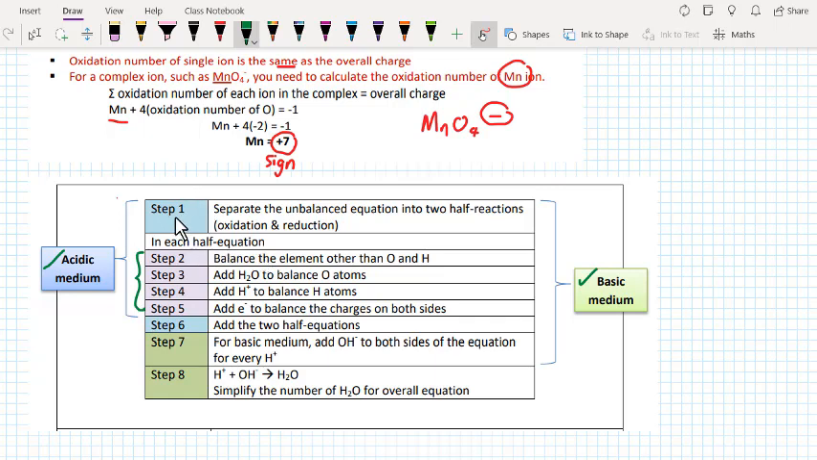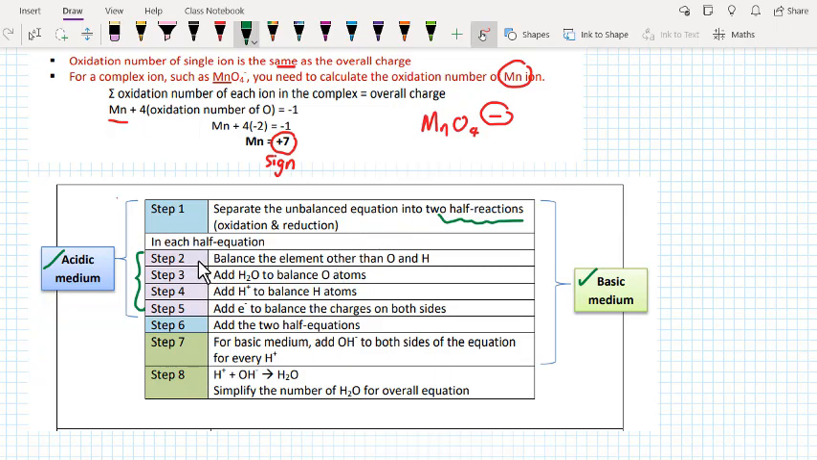So let's look at step 1 first. Step 1, you need to separate the unbalanced equation into 2 half equations. That's why we need to know about reduction and oxidation reactions earlier. After you have separated into 2 half equations, steps 2, 3, 4, and 5 are for both. So you need to do it 2 times, for the oxidation as well as for the reduction.